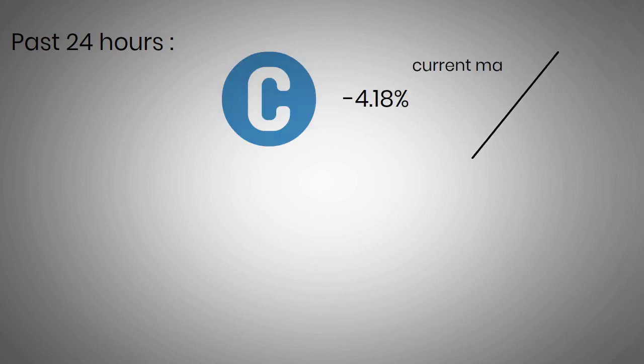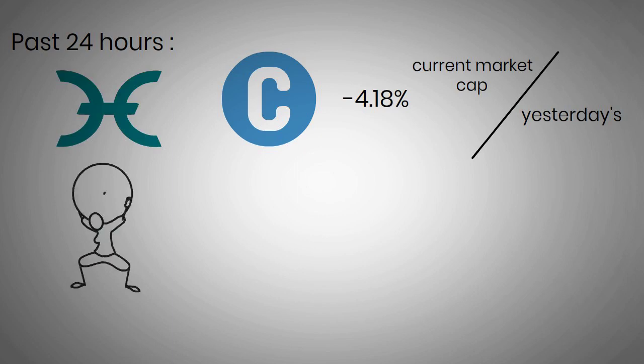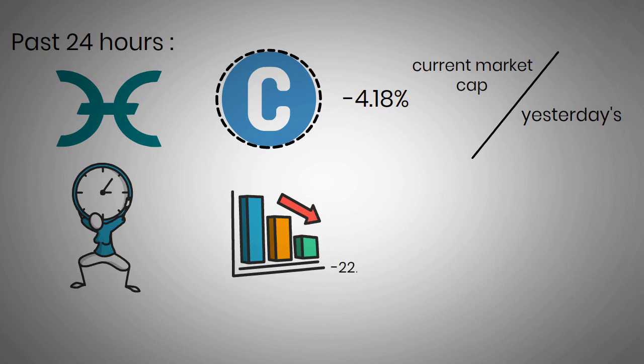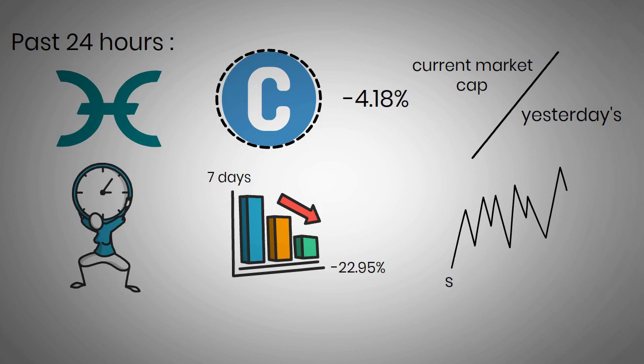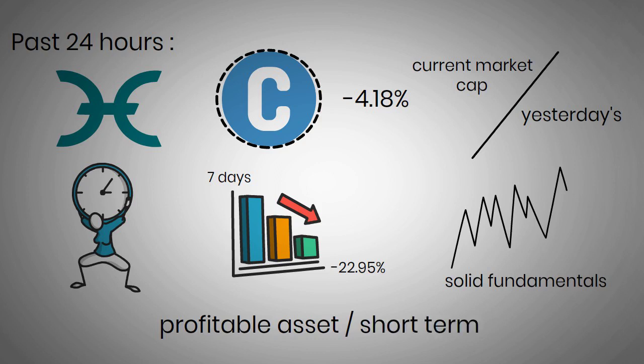If we compare the current market cap of the HOT with yesterday's, you can see that the market cap is also down. Holo is facing a hard time getting on board with other crypto coins. The HOT is down almost 22.95% in the last 7 days. The coin is still showing rising and falling segments for the past few days, and the coin might have solid fundamentals, but we don't think it would be a profitable asset in the short term.